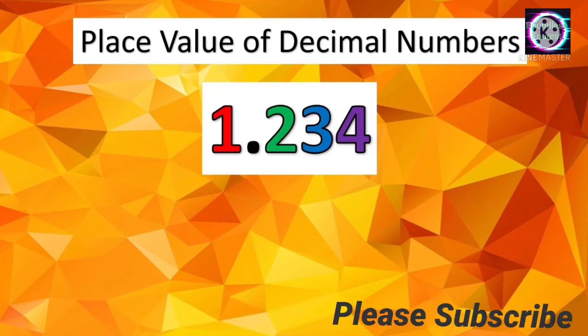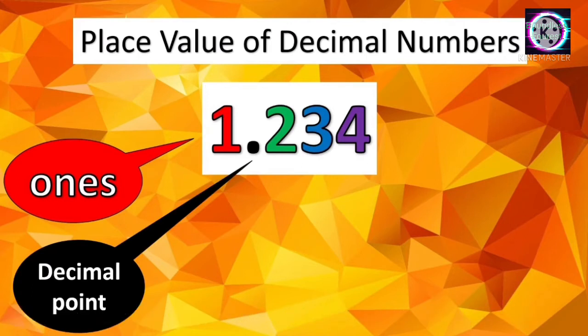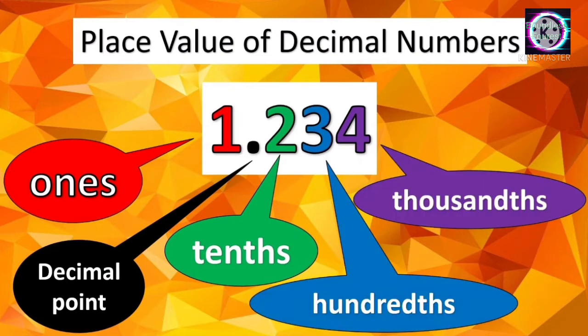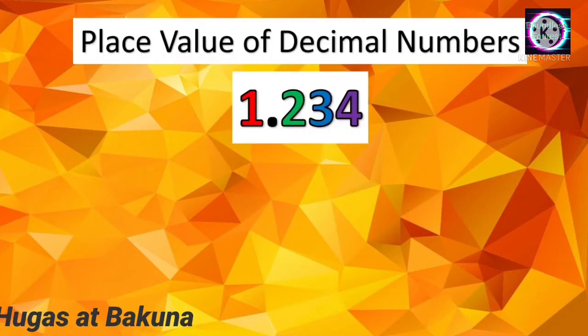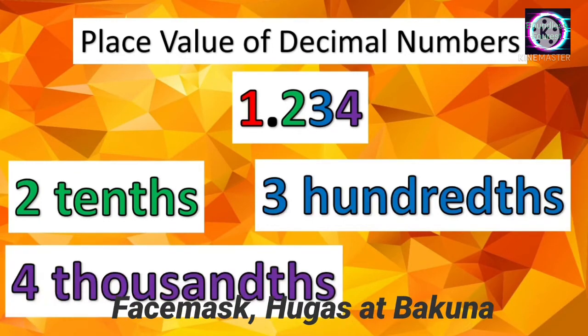Remember, the first digit before the decimal point is in the ones place. Now, after that, we have here a decimal point. And all the numbers after the decimal point are considered as decimal numbers. So, tingnan nyo po muna yung first digit. The first digit after the decimal point is in the tenths place. The next digit is in the hundredths place. And the third digit is in the thousandths place. Now, if we have 1.234 as a decimal number, it means we have 2 tenths, 3 hundredths, and 4 thousandths.